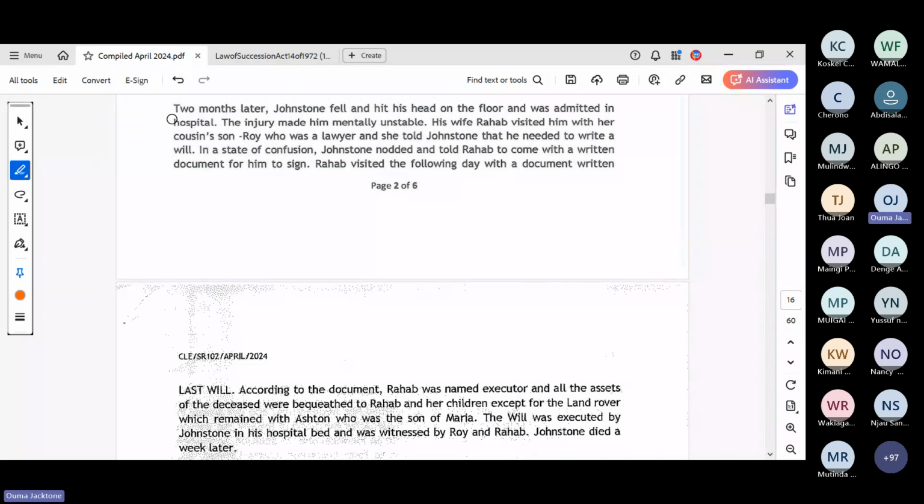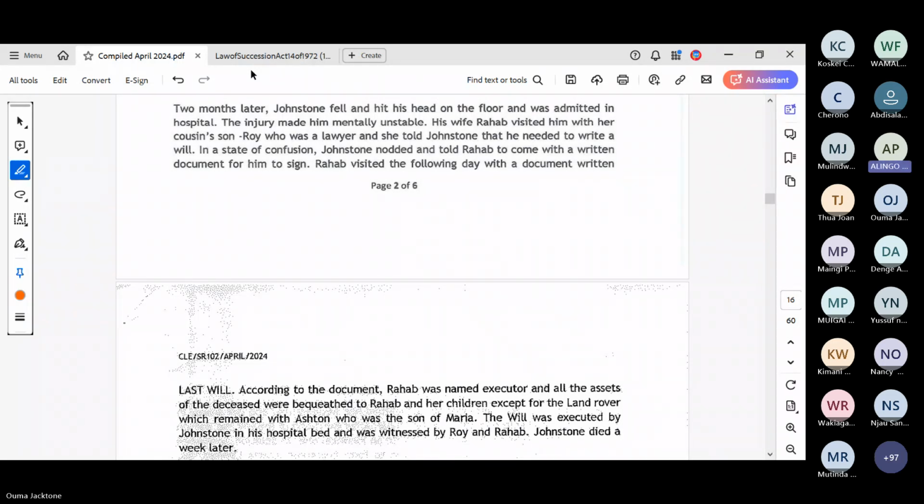Now, is that will valid? If it is not valid, take us through the process of it not being valid, or if it is valid, give us the reason why it is valid. Alingo? Yes, Mwalimu. The last will made is a written will and it is not valid.